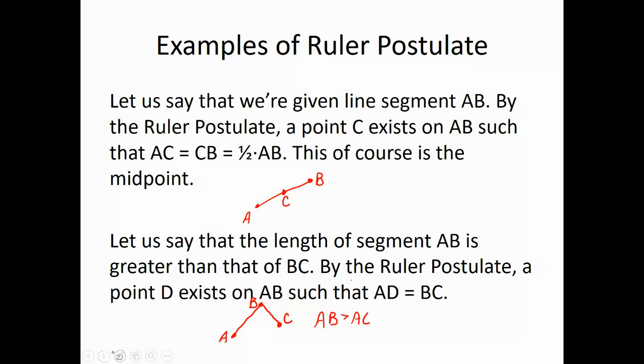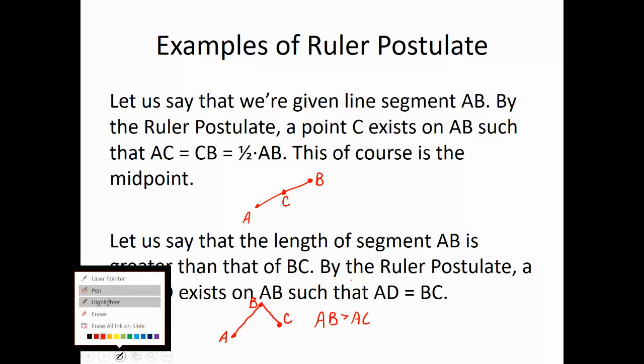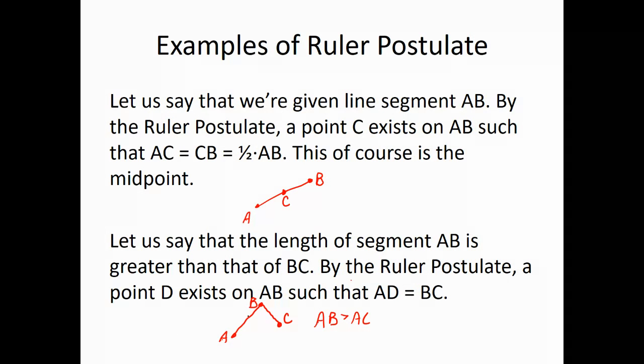I'll do this in a different color. We may place a point D, how about black? We may place a point D on AB such that AD is equal to BC. We can actually mark that in the diagram as such. So that says what should seem obviously true to you. If you have one length that is greater than another, then you can choose a portion of the longer that is equal to the smaller.